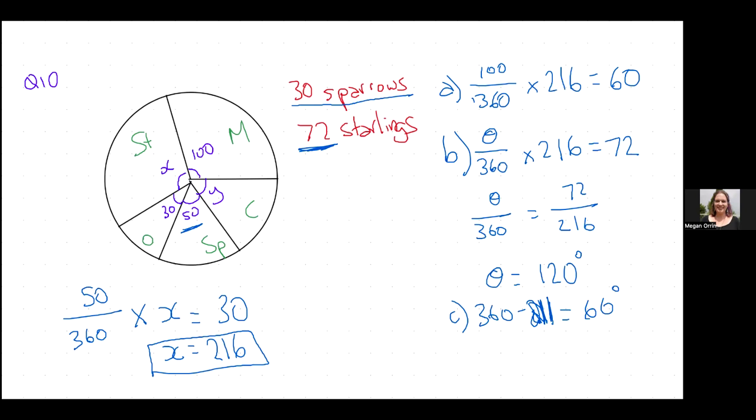Okay, and then part D. Part D asks us for the number of crows, right? So crows, we just worked that out, didn't we? So part D, we found out that there is 60 degrees, right? That's what this bit was here, 60 degrees. So I've got 60 over a total of 360. I know that there are 216 birds in the park. And if I type that into a calculator, I get 36. So I have 36 crows. Right, I hope that helps.